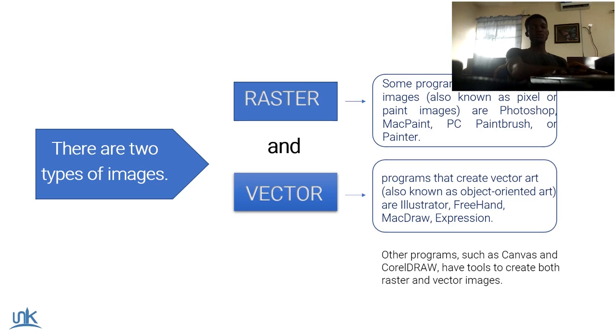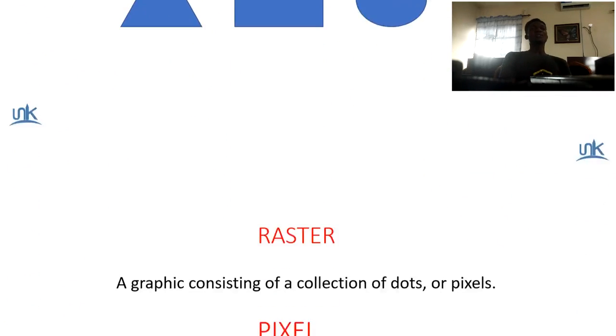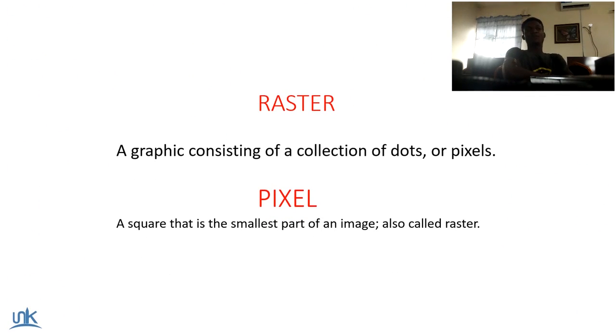So now for us to really understand what this raster means, we need to note that it is a pixel program. And what is a pixel? That's what we're going to talk about now. I said that raster is a graphic consisting of a collection of dots or pixels. What is a pixel? A pixel is a square that is the smallest part of an image.